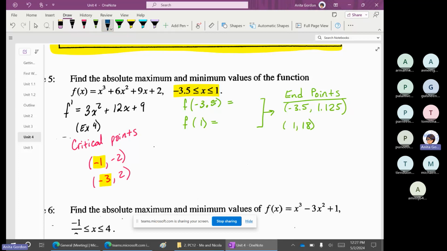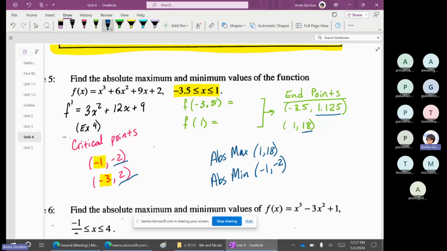Look at the y values. What is the highest y value? What is the lowest y value? 18 is the highest, so we have an absolute max at the coordinate (1, 18) and an absolute min where? (-1, -2). Okay, so if you're given a function and an interval, take the derivative, find the critical points. Then look at the endpoints and compare. What's the most, what's the least?